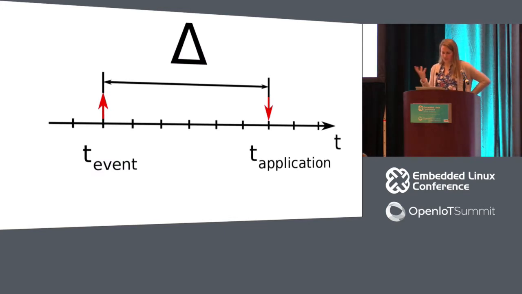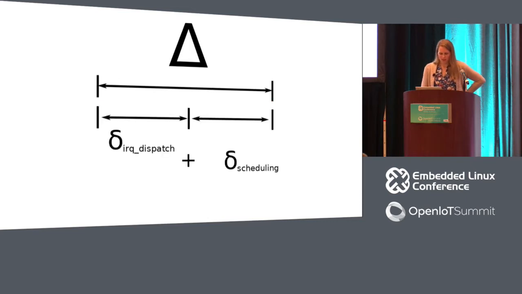If you think about what is contributing to this delta, I break it down into two phases. First, there's IRQ dispatch latency. This is the amount of time between the hardware event firing and the interrupt dispatch occurring, so that the relevant thread is woken up and the thread scheduler is told this thread needs to run. I'm calling this lowercase delta IRQ dispatch. The second one is scheduling latency. This is the time it takes, now that the scheduler has been made aware that this high priority task needs to run, from that moment until the task is actually scheduled in on the CPU to execute. These are the two phases I'm defining for the purpose of this conversation, and I'm going to dive into each one individually.